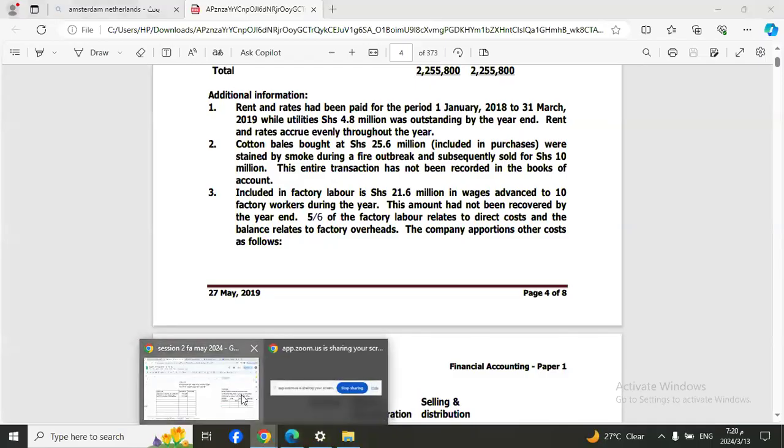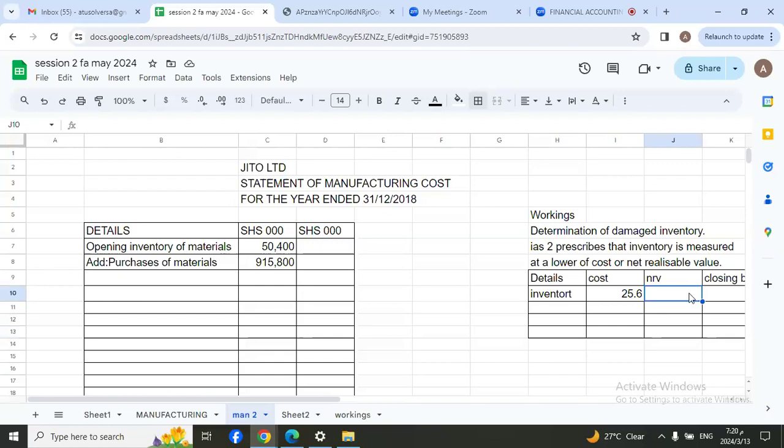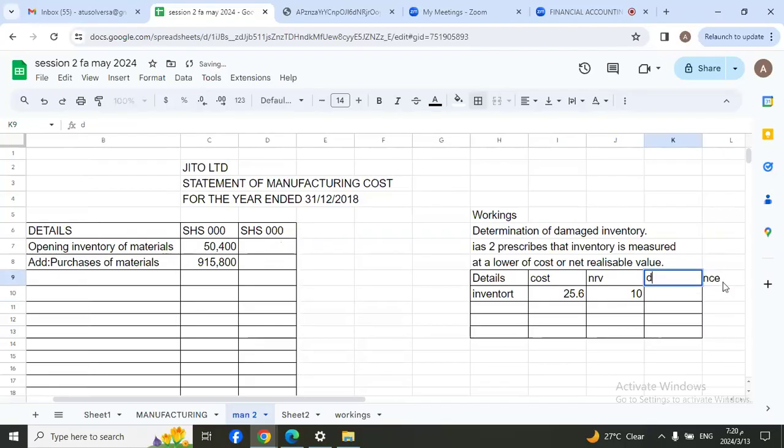So I come under my workings. I show that the inventory that I bought at 25, they are now giving me 10. So therefore, this one now, let me make it damaged stock. So my damaged stock is going to be this minus this. So my damaged stock is 15.6. Are we together?